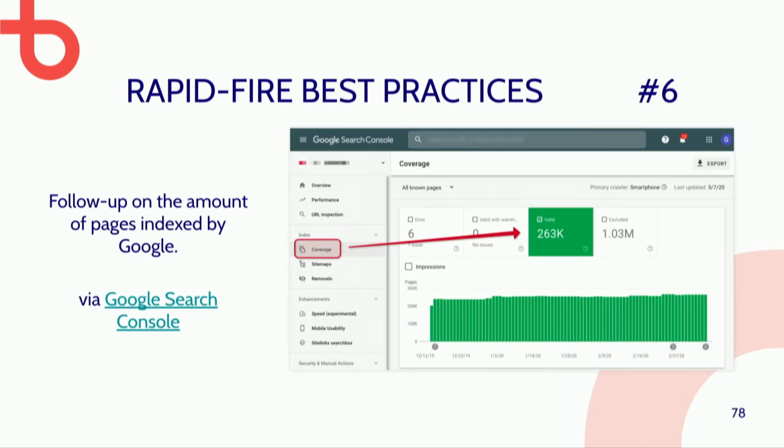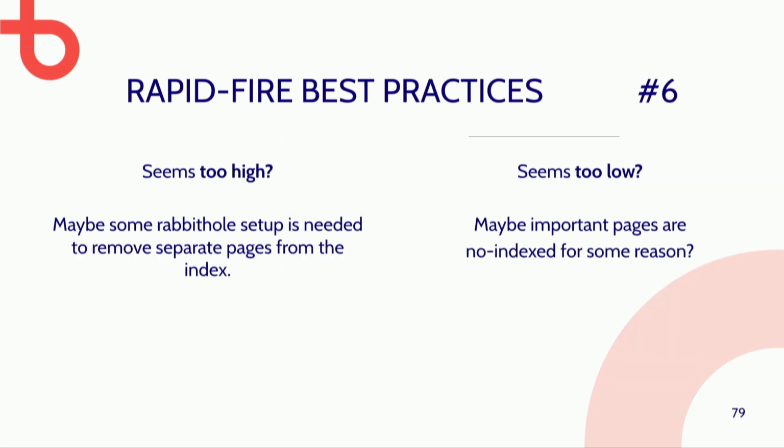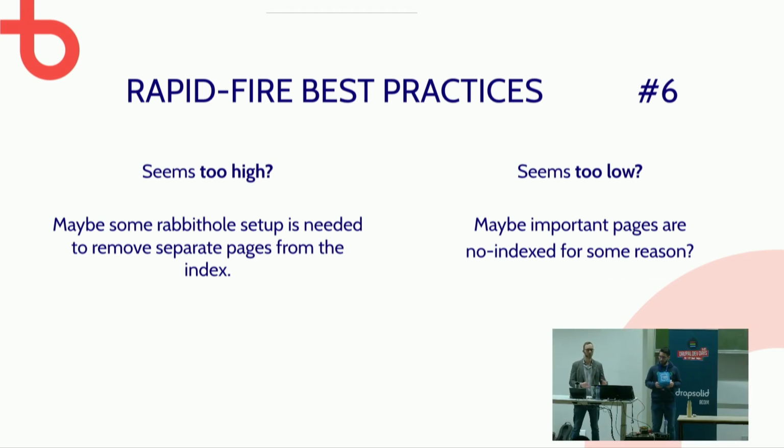Also, best practice is to follow up on the amount of pages on your website or on your domain that are indexed by Google. Again, using a tool like Google Search Console, you can easily follow up on how many pages are actually indexed by Google. The reason you should do this is that you can get a feeling: is the amount of pages too high? Then maybe something is wrong with your rabbit hole setup. Maybe you have the issue that we discussed earlier, that all your team member pages have separate detail pages and they all get indexed. That shouldn't be the case. Maybe you can spot that here if you see there are way too many pages indexed. Or it could be too low, and then maybe you no-index some pages that shouldn't be no-indexed.